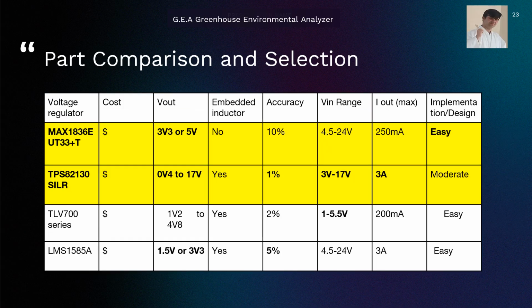Regulator comparison, we take a look at many of them and we ended up choosing these two that you see in yellow. The reason why we chose it is because the TPS82130 offers 3 amperes. That is more current than we need, but it's good to have that wide range. And also the accuracy of this chip is 1%. It's very hard to solder, so we send it to the fab house to solder it down. That's why we have a second option, that is the MAX1836.